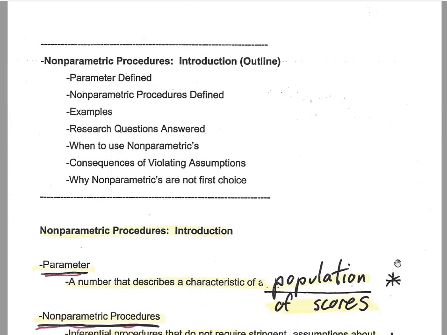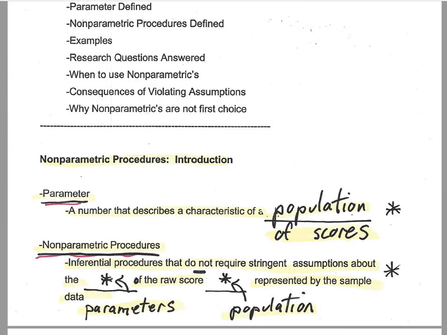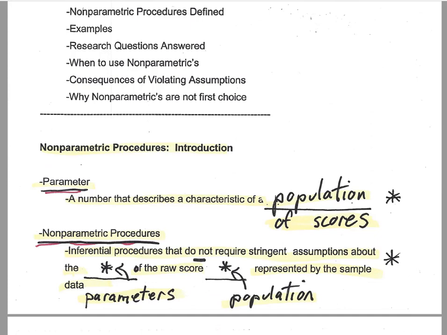Let's begin with some basic concepts and definitions. First of all, before we can define what a non-parametric statistic is, let's refresh our memory on what a parameter is. You learned about this back in Unit 1. A parameter is a number that describes some characteristic of an entire population of scores. Remember, we make a distinction between parameters, which is a characteristic of a population, versus a statistic, which is a characteristic of a sample. Now, that's what a parameter is, and that sets up our definition for non-parametric procedures, specifically non-parametric statistical procedures.